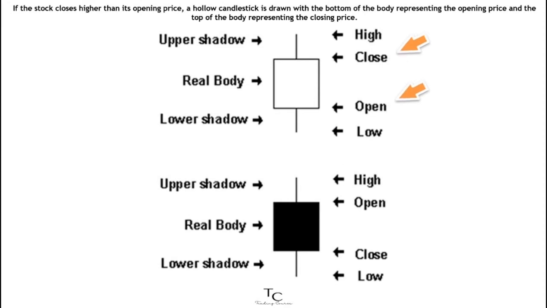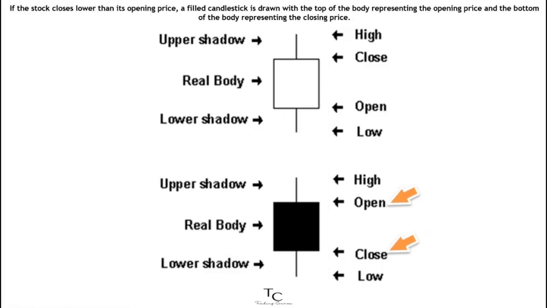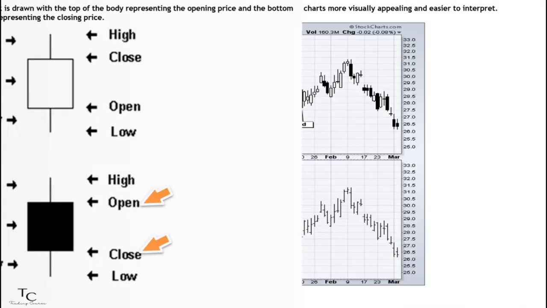If the stock closes higher than its opening price, a hollow candlestick is drawn with the bottom of the body representing the opening price and the top of the body representing the closing price. If the stock closes lower than its opening price, a filled candlestick is drawn with the top of the body representing the opening price and the bottom of the body representing the closing price.